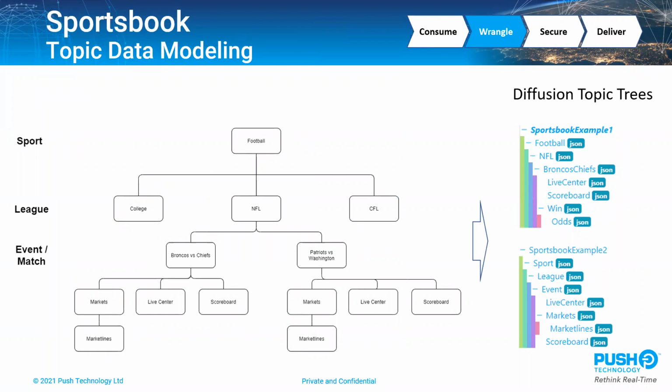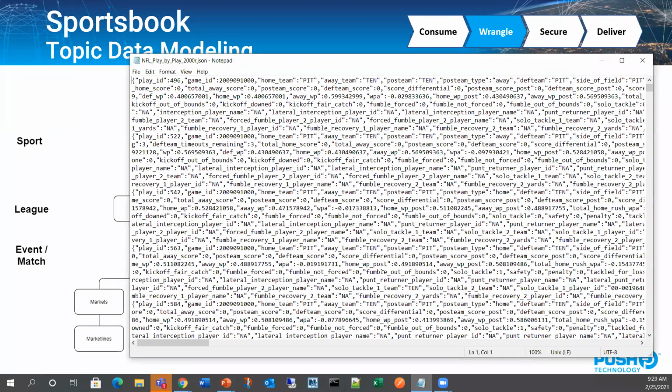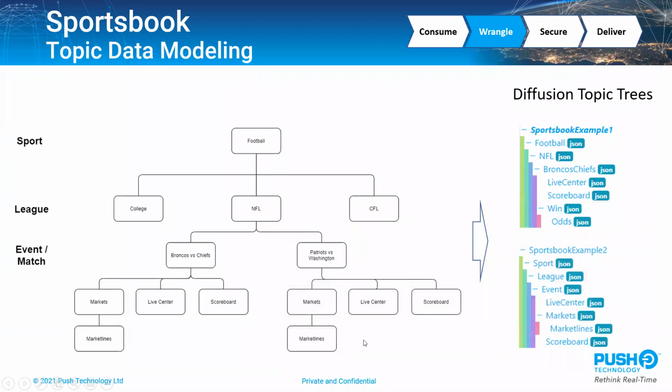So let's move on to kind of that next stage here of wrangling the data. And it really starts with understanding that data. I've consumed that data, and it's been published into Diffusion. And now I want to start looking at how to work with that data. And so just to give you an example, that data itself could look like this, right? And it could be a complex structure of data.